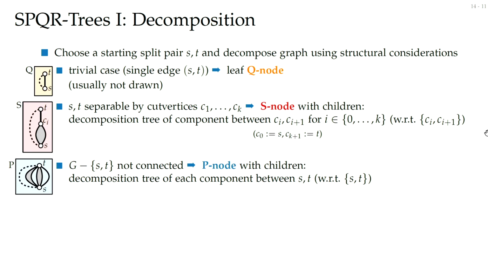And the final case is if I can do neither. I cannot find cut vertices on the path, and the graph still stays connected if I remove S and T. Then it's the final node, which is the R node. And that is basically 3-connected.